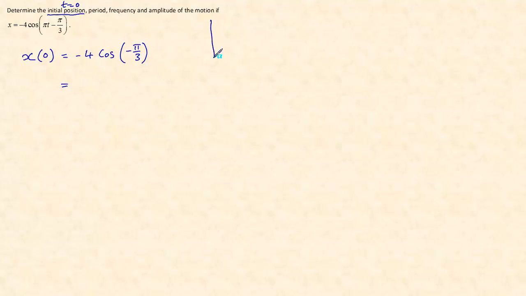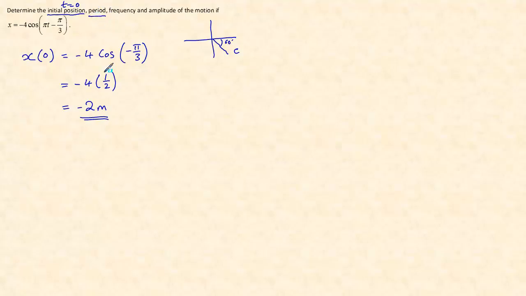Now let's think of cos of -π/3. So -π/3 is here. It's in the fourth quadrant, and this angle is π/3 radians, or 60 degrees. And we know that the cosine of that is a half. So that's -4 times a half. So that's -2 meters.